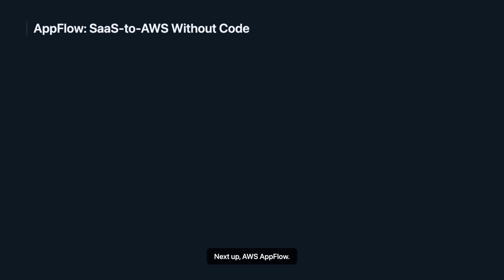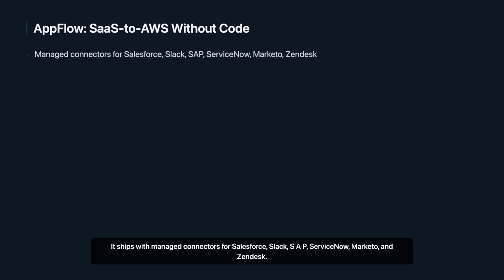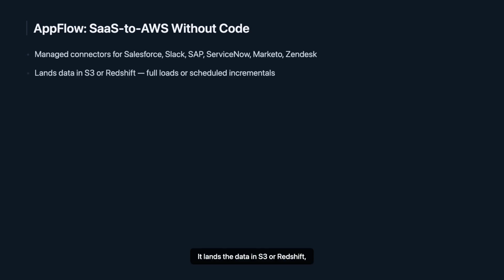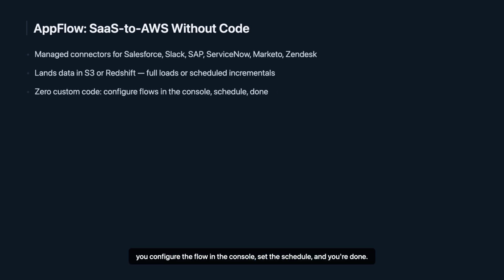Next up, Amazon Web Services AppFlow. Think of AppFlow as a USB cable with pre-built adapters for every major software-as-a-service app. It ships with managed connectors for Salesforce, Slack, SAP, ServiceNow, Marketo, and Zendesk. It lands the data in S3 or Redshift, either as a full load or on a recurring incremental schedule. There's zero custom code involved. You configure the flow in the console, set the schedule, and you're done.